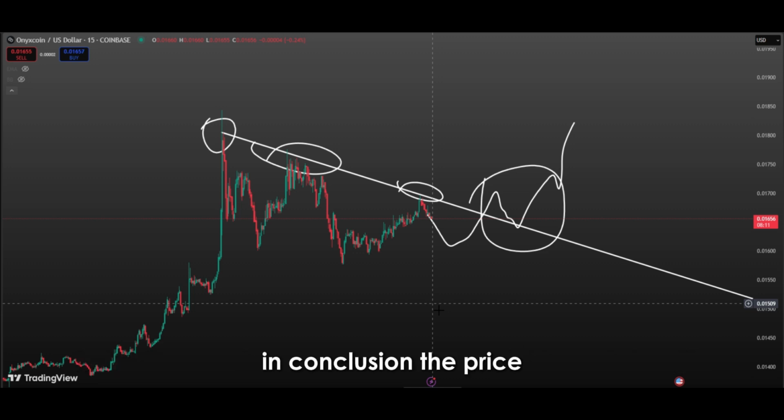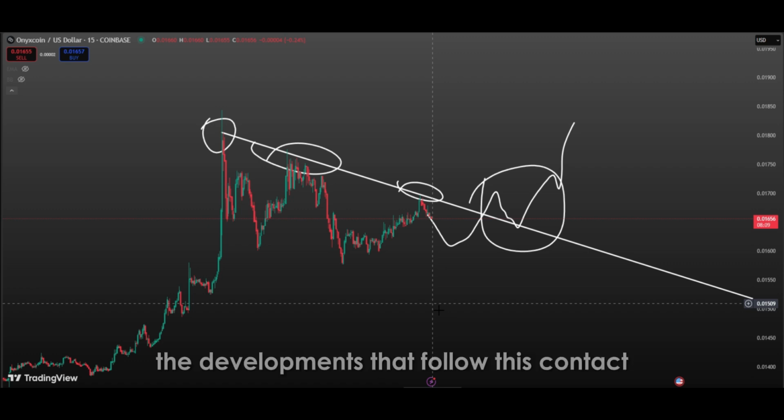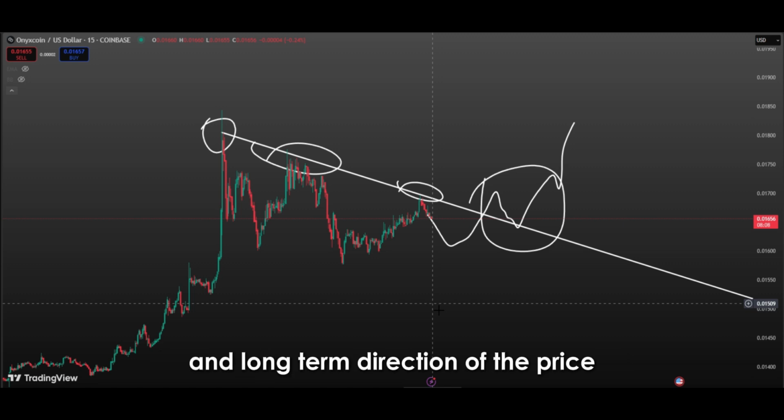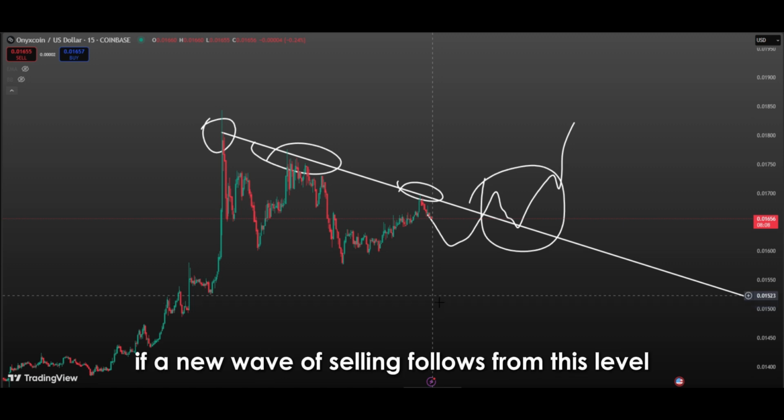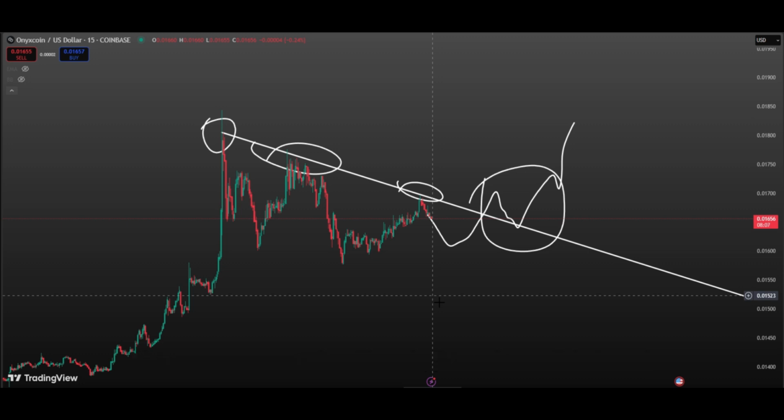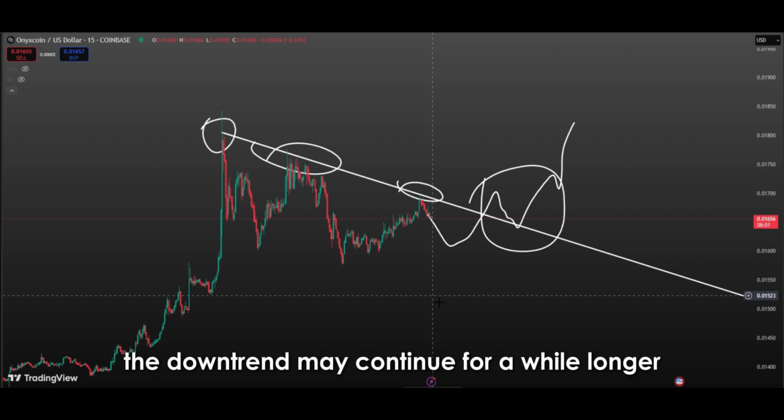In conclusion, the price once again touching the descending trend line in the current setup indicates a highly critical level. The developments that follow this contact will determine the medium and long-term direction of the price. If a new wave of selling follows from this level, the downtrend may continue for a while longer.